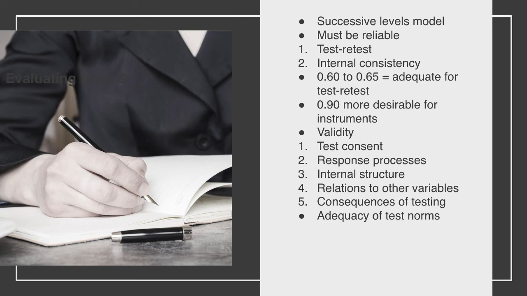Test norms provide norm-referenced scores, which allow school psychologists to interpret a student's test performance in comparison to a reference group of the same age, grade, or disability. Test norms must be based on a sample representative of the intended target population of the test, recent, and also must be appropriate, obviously, for the student being evaluated.